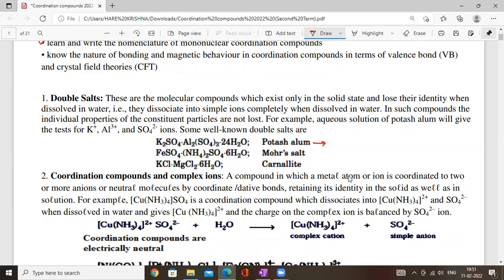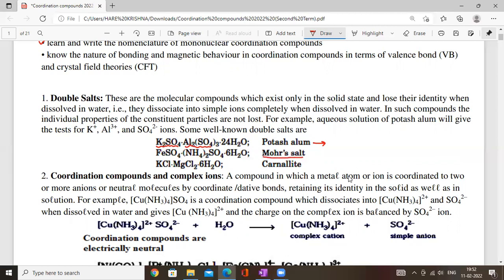I can also call it potassium aluminium sulfate. As we can see, the two salts, potassium sulfate and aluminium sulfate, are in an equimolar mixture, formed by the combination of two salts with, of course, water of crystallization. Another example is ferrous sulfate ammonium sulfate with 6 water of crystallization, which is called Mohr salt.